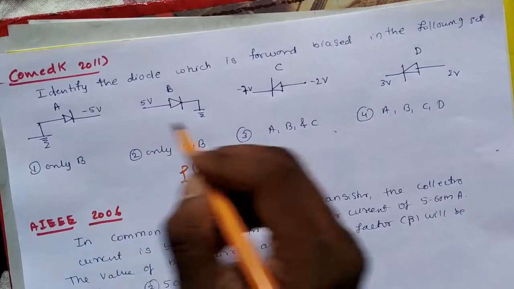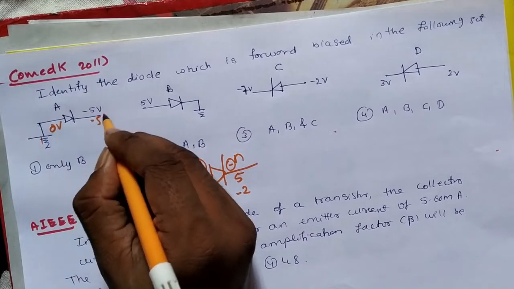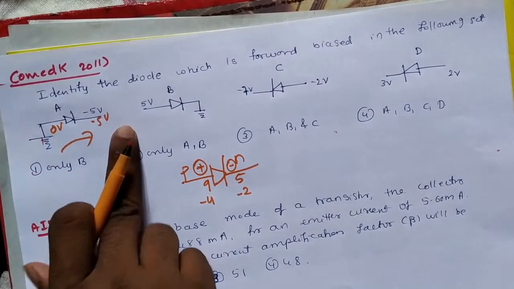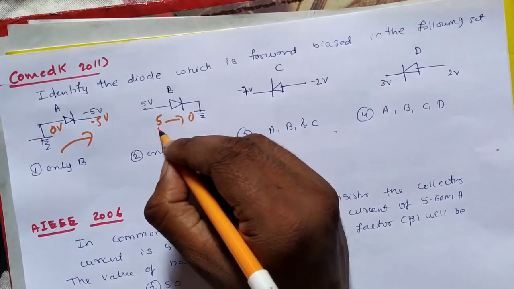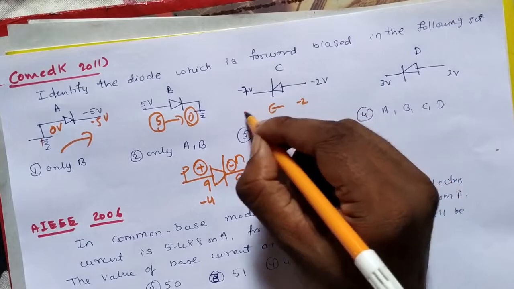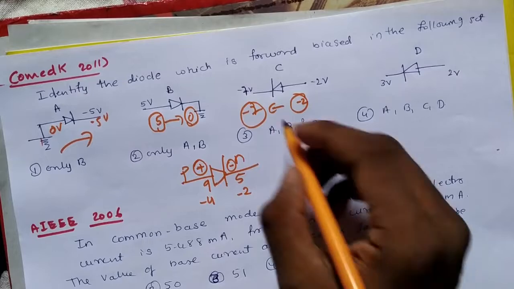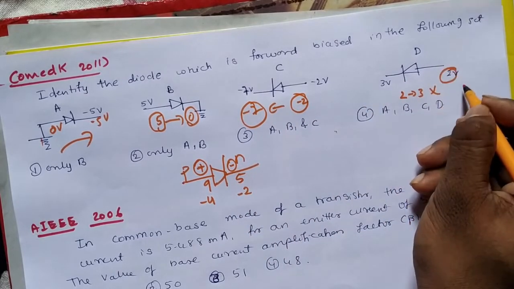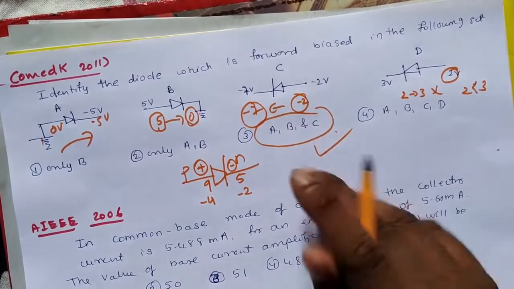See, first of all, here grounded, that means 0 volt, here minus 5 volt. This is definitely forward bias, because this voltage 0 is maximum when compared to minus 5. In the same way, 5 to 0, this is also forward bias, because 5 is maximum when compared to 0. Here current is moving from this direction to this direction. Definitely minus 2 is larger when compared to minus 7 volt on the scale, so it is also forward bias. But 2 volt to 3 volt is not forward bias, because this is smaller when compared to 3. So the option is what? Option A, B, C is perfect.